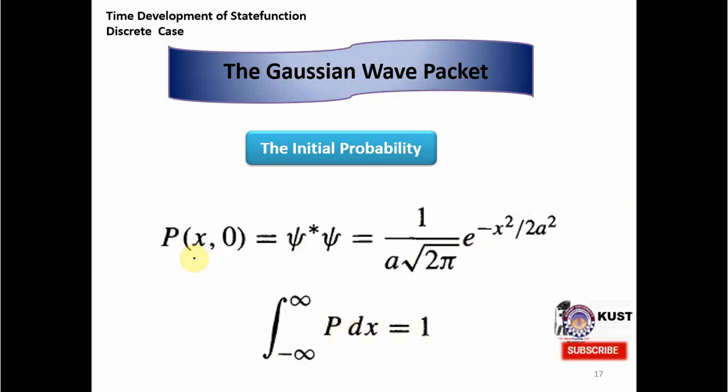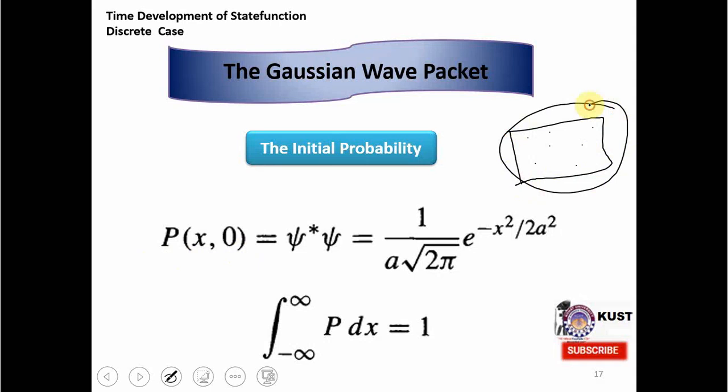To remind you, the probability of finding the particle in some packet, the particle can be here or here at different positions, but the total probability must be equal to 1. That's why we say that probability is conserved.